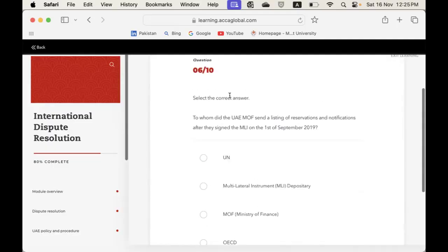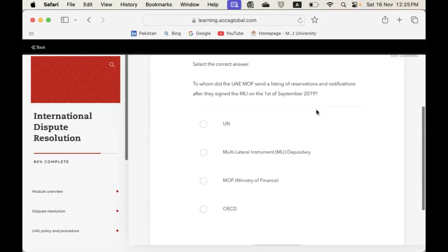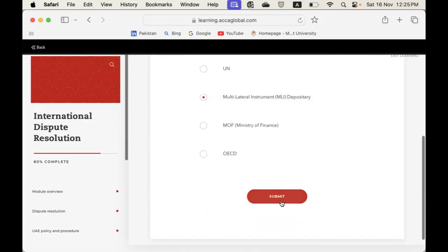So let us look at the sixth point. To whom did the UAE Ministry of Finance send a listing of reservations and notifications after they signed the MLI on the 1st September 2019? That should be an easier one. The multilateral instrument MLI depository. I repeatedly mentioned the name of the depository. So this is the one.